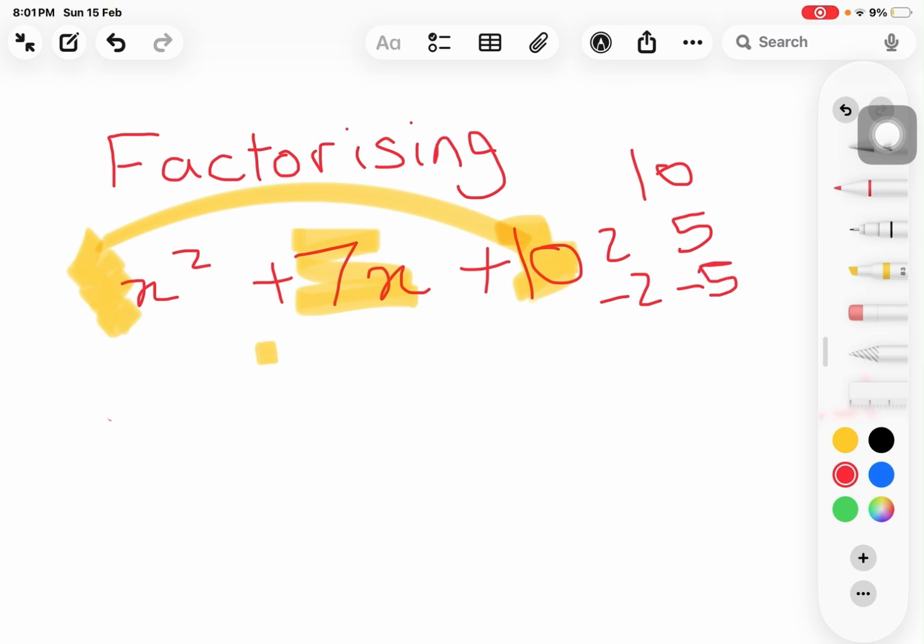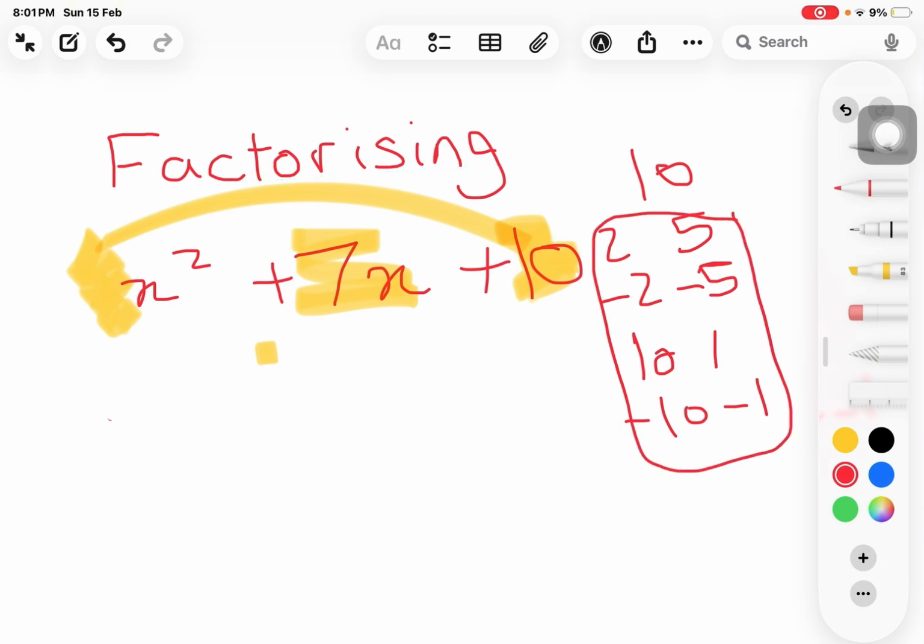Let's see, 10 and 1, -10 and -1. Okay, now you are at a very important point. Which two numbers of this list should you add to get 7?